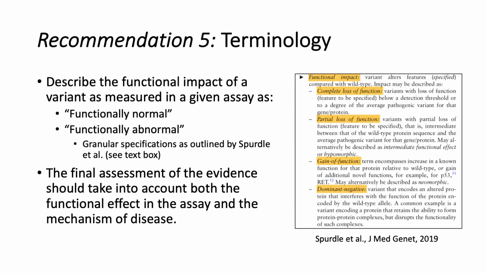Next, we recommend that groups describe the functional impact of a variant, as measured in a given assay, as either functionally normal or functionally abnormal, and then give more specific granular specifications as outlined recently by an Enigma group, where functionally abnormal could be a complete loss of function, a partial loss of function, or intermediate functional effect or hypomorph, gain of function or neomorphic, or dominant negative.